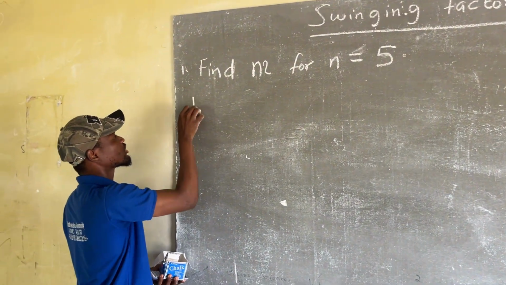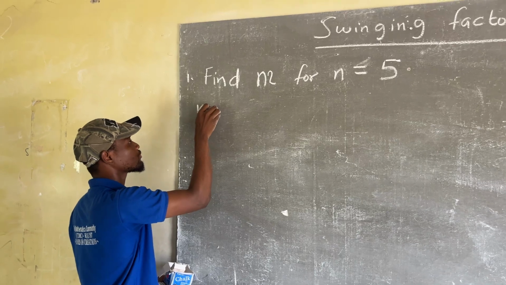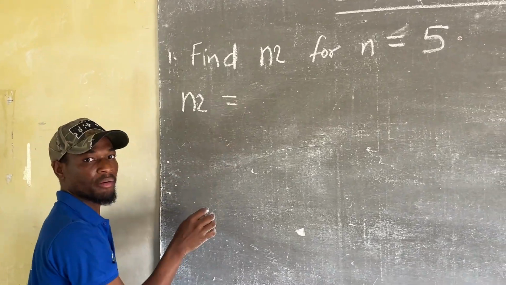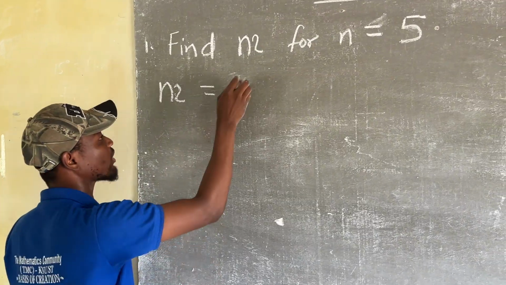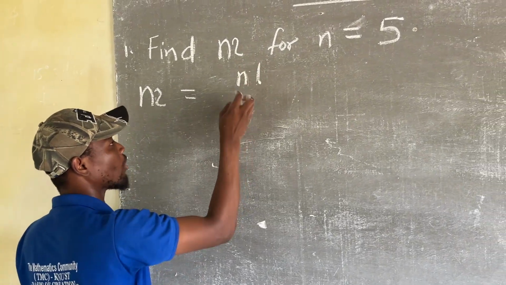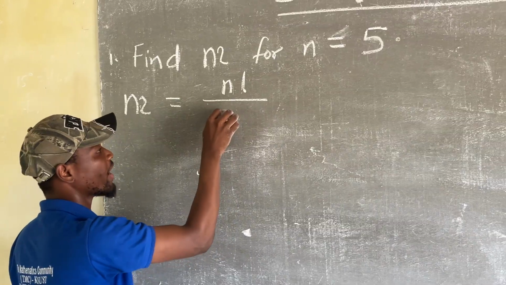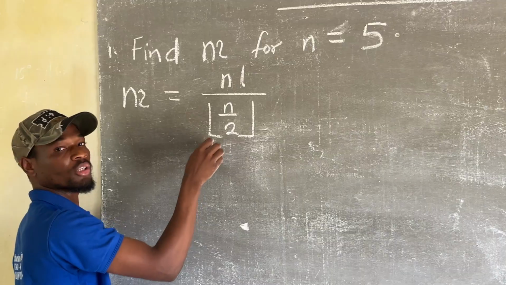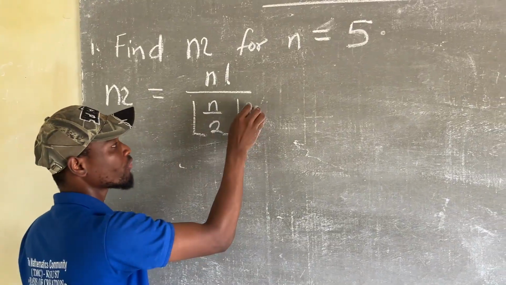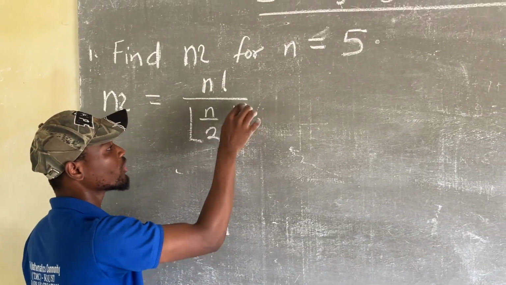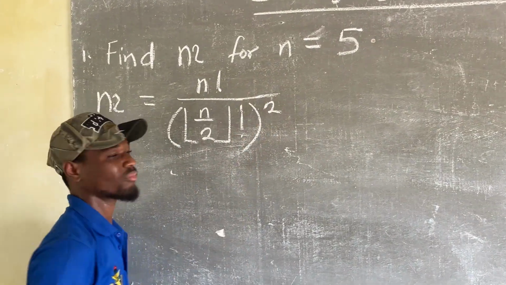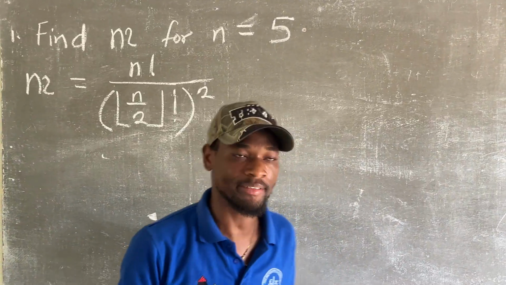Swinging factorial of n is mathematically defined as n factorial over the floor of n over 2, factorial, all squared. As simple as that, viewers.